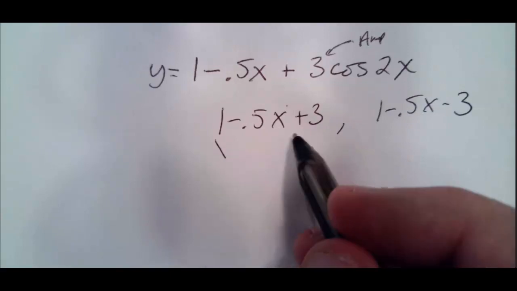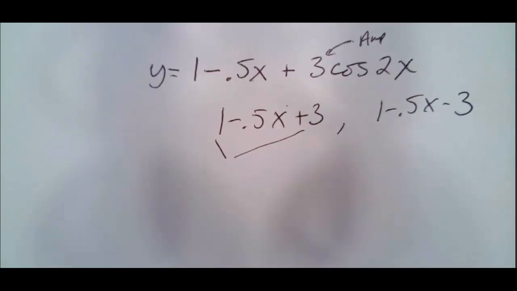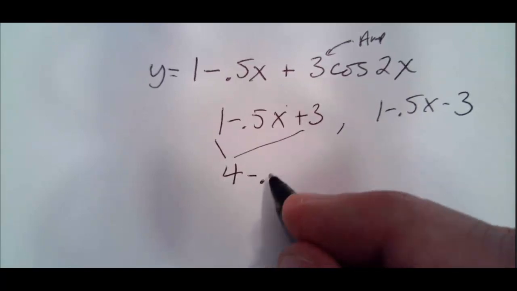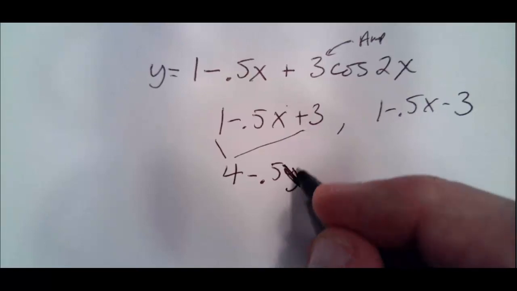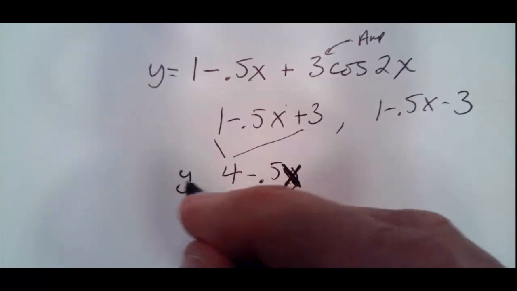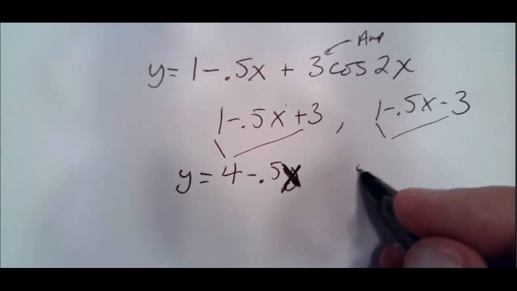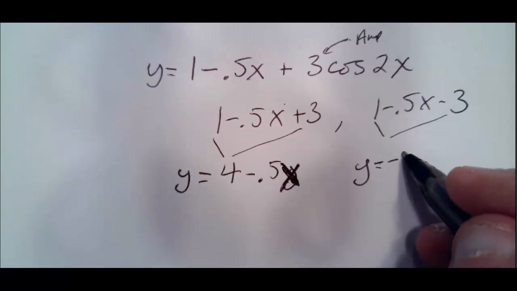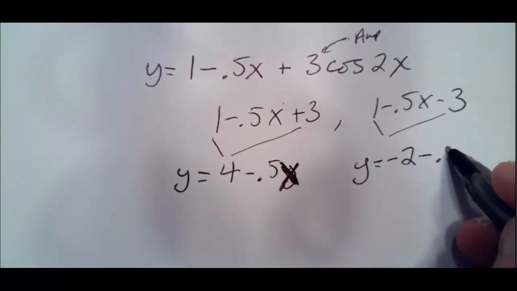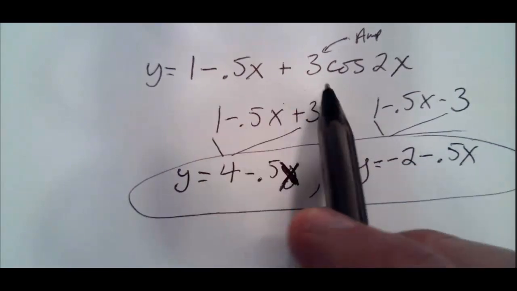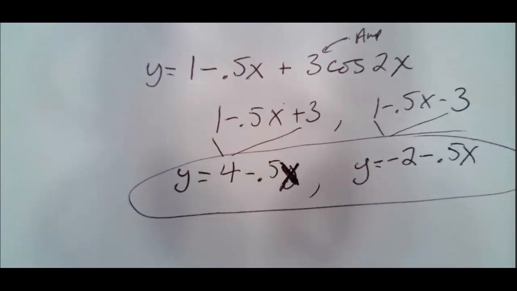Since we have two numbers that we can combine, 1 and 3 is 4. So 4 minus 0.5x, and I'm already thinking about y. And then over here, 1 minus 3 would be y equals negative 2 minus 0.5x. That creates the lower and upper bounds of your composite equation or function. And that's how you do part 2.